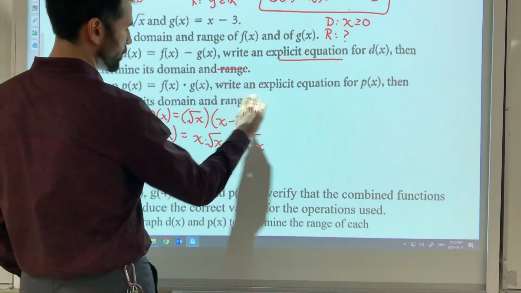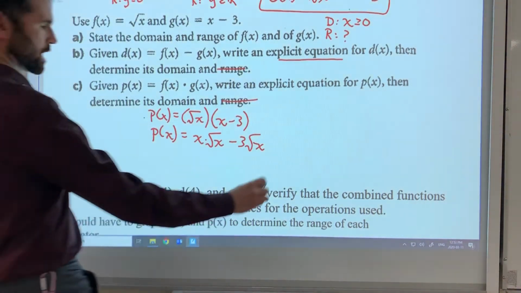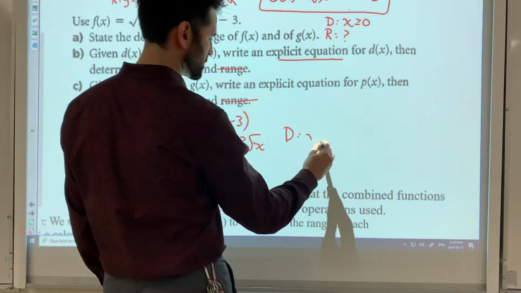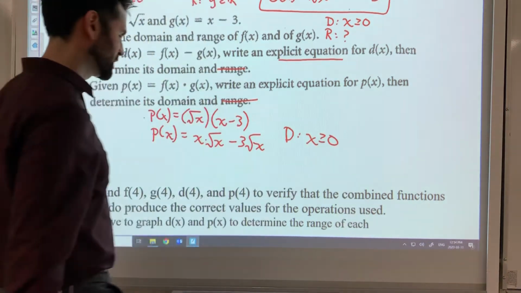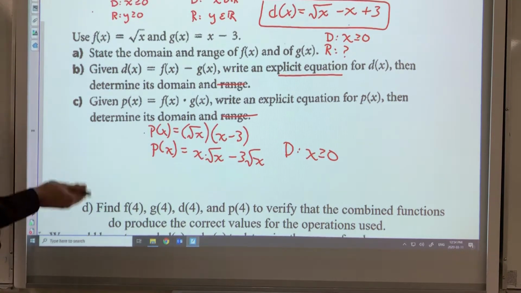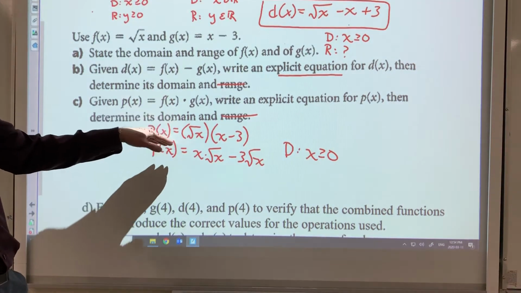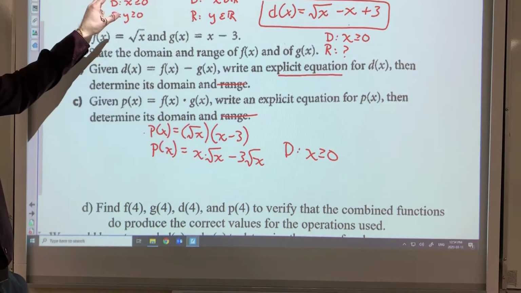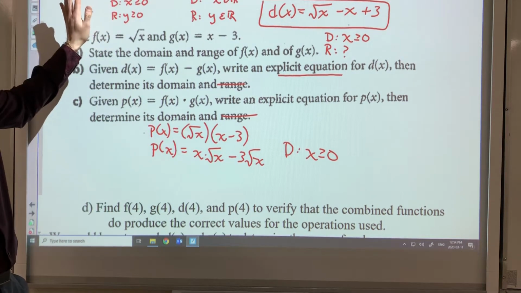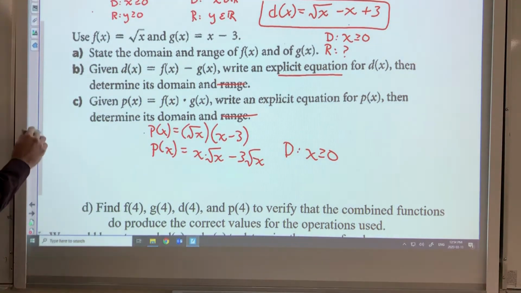Again, there's no way that we're going to find the range, but we can talk about the domain. Because of the square root, x has to be greater than or equal to 0. Can't plug in anything lower than 0. So once again, I'm going to point out that when we find explicit equations for things, they're going to take on the domain restrictions of the most restricted function. That's always going to be the case.